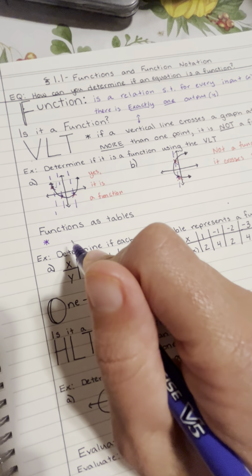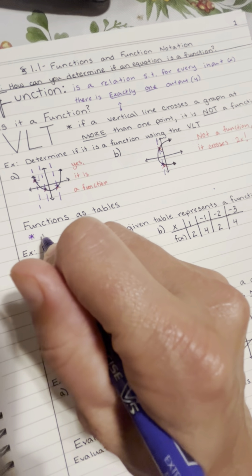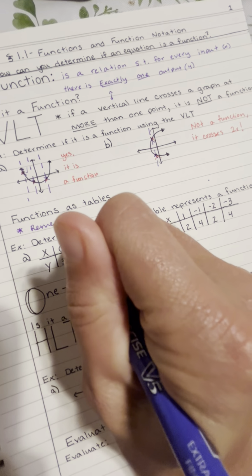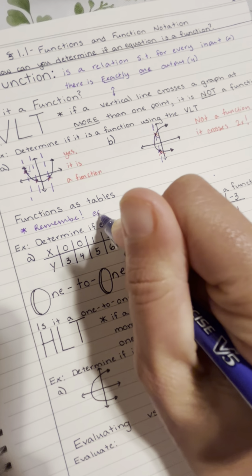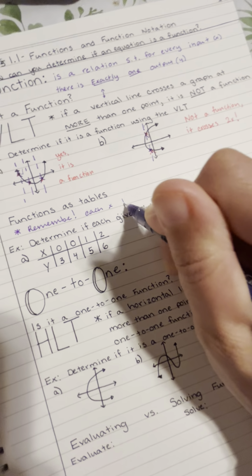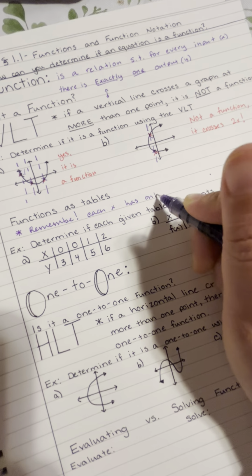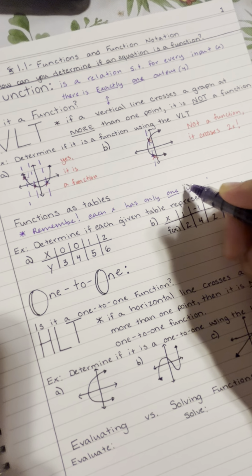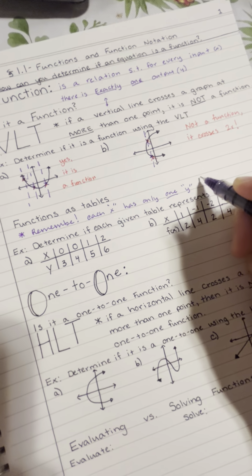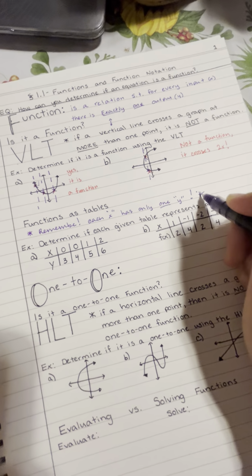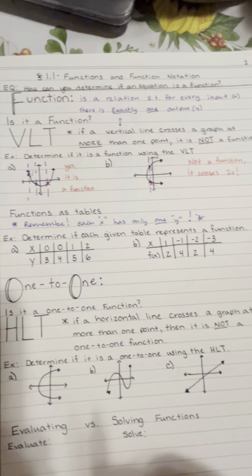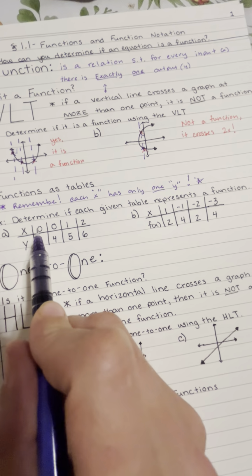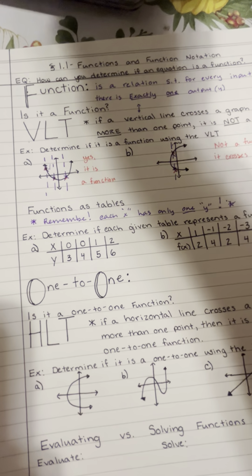Anyways, functions as tables. Remember, each x has only one y. Okay, so how do we use that? I'm sorry, that was all crooked. Well, let's look at our input-output table. So here, I'm looking to make sure that each x has only one y.